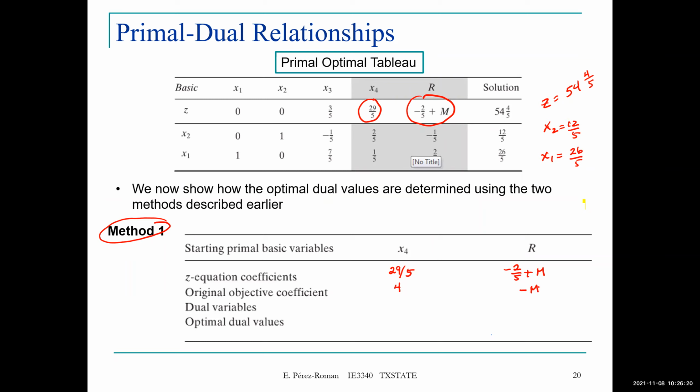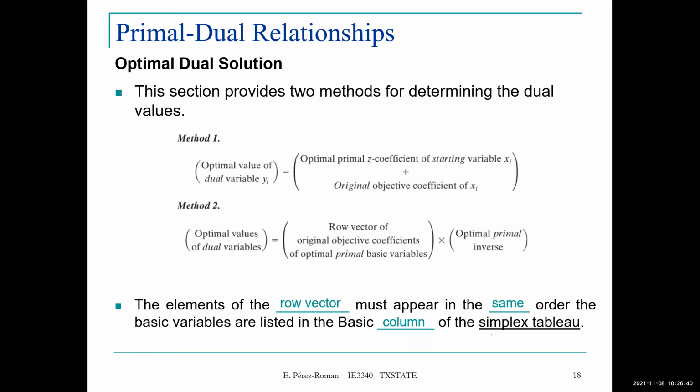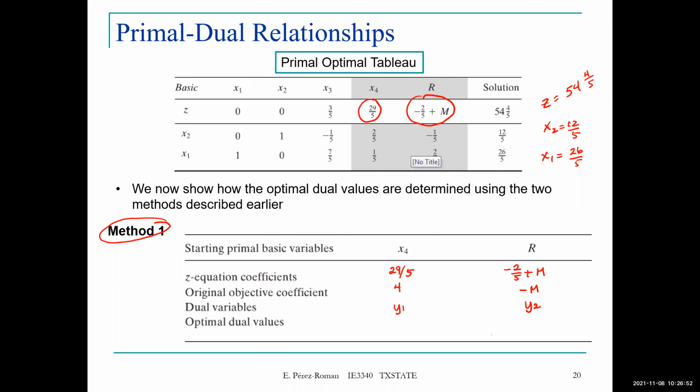The dual variables associated with each of them are going to be y1 and y2. And the optimal dual values, going back to this, are going to be the optimal primal z coefficient of the starting variable xi plus the original objective coefficient of xi. So I'm going to do that operation here. This is going to be 29/5 plus 4.